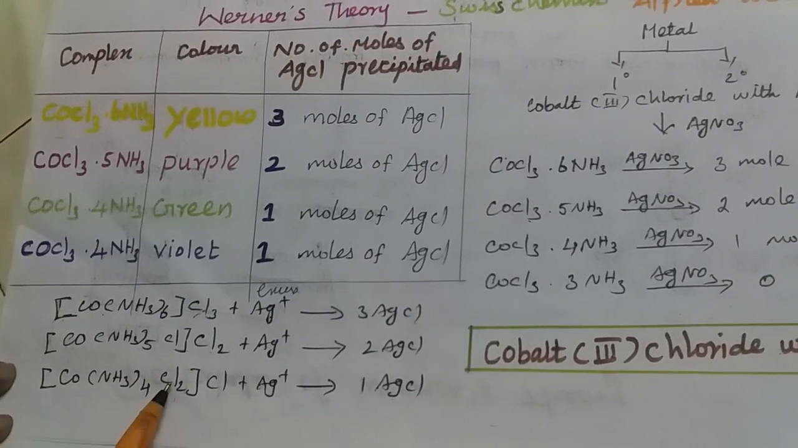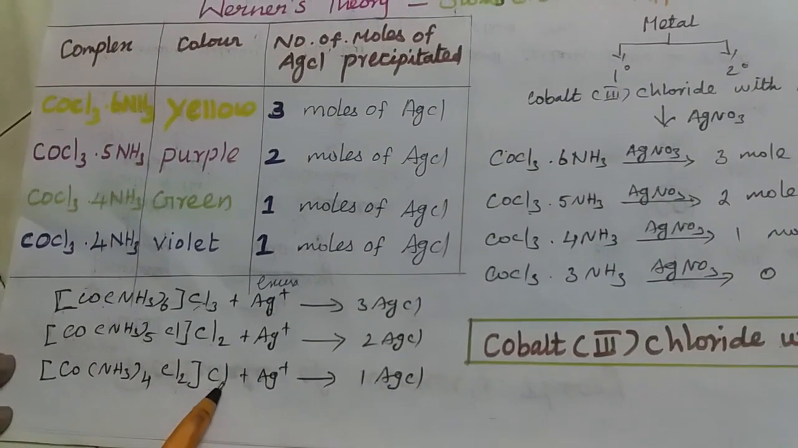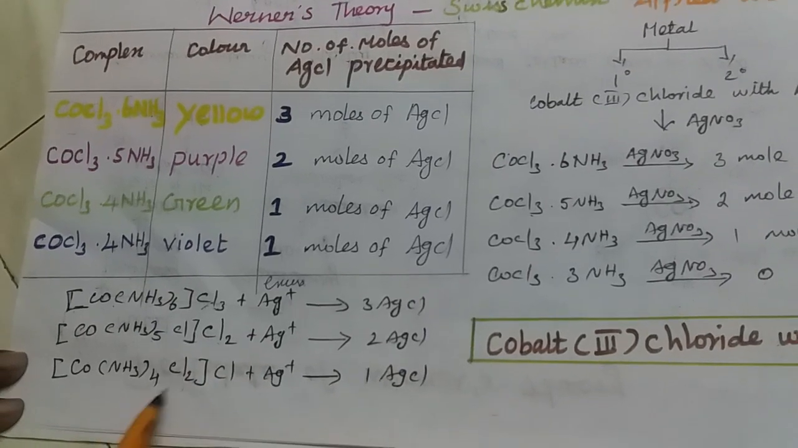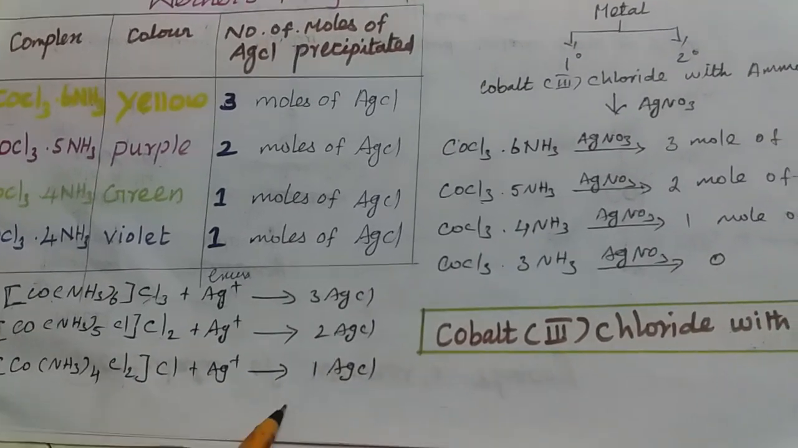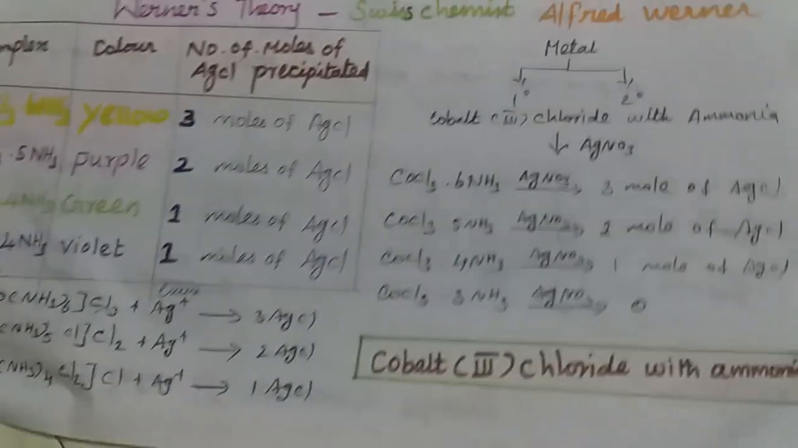Co(NH3)4Cl2: Cl2 comes inside. The Cl is the primary valency. The primary valency is the only one involved with Ag plus to give 1 AgCl. According to the moles, it gives colors respectively.